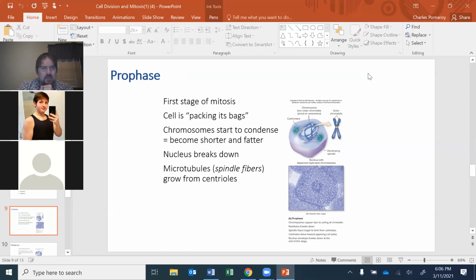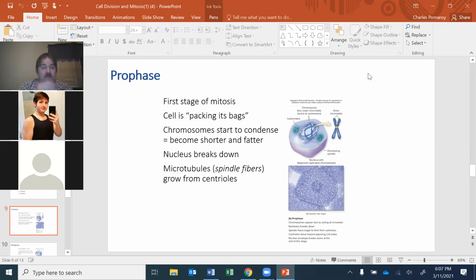Pro has a lot of different meanings as a prefix. But here you can kind of look at it as the first phase is prophase, the first one. What happens is the cell basically starts the division process. The first thing that has to happen is the chromosomes are going to condense down and become shorter and fatter.